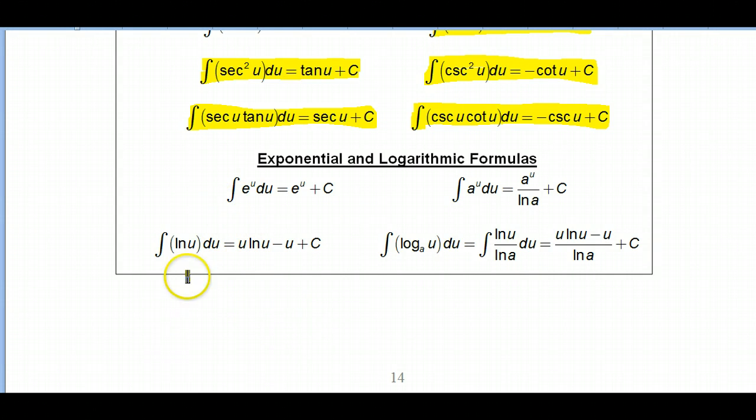A couple more and then let's do some examples. Does this one make sense? The derivative of e to the x is e to the x, so the antiderivative for e to the x is e to the x.